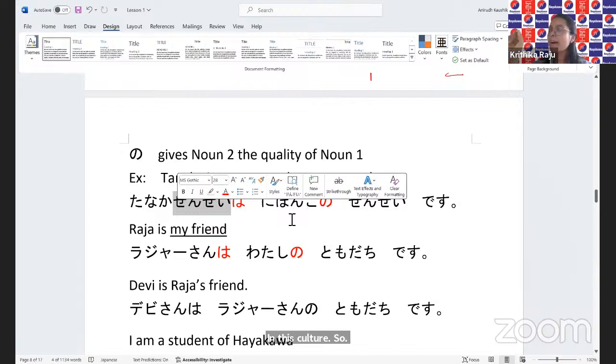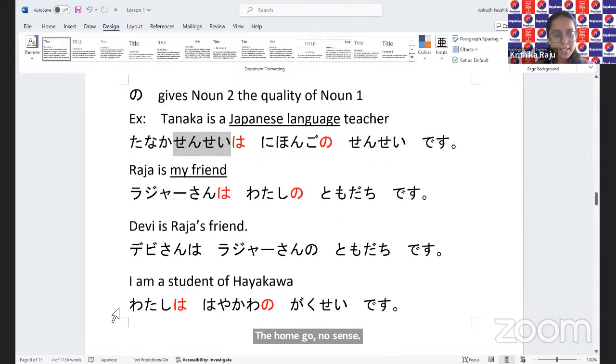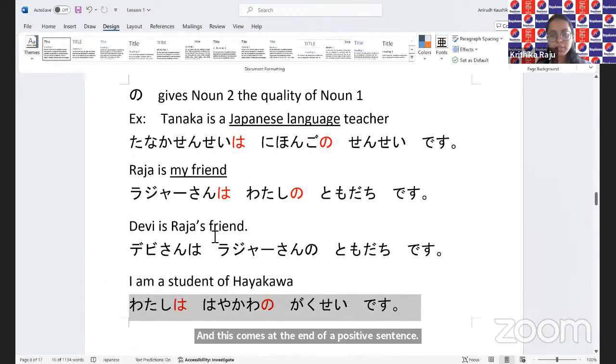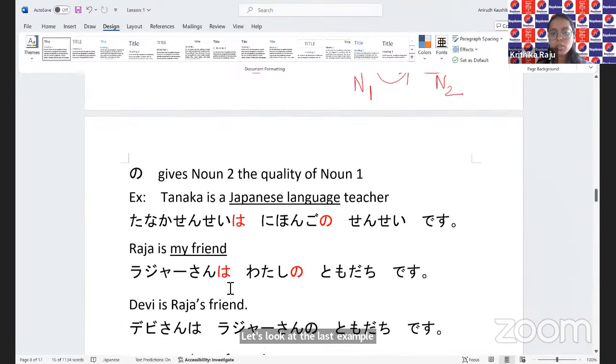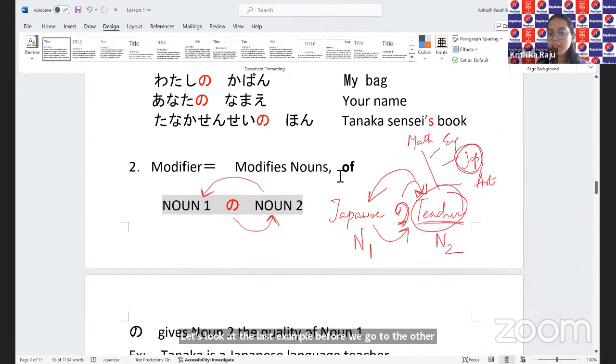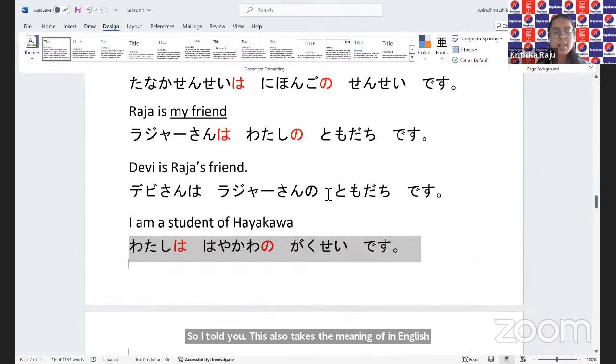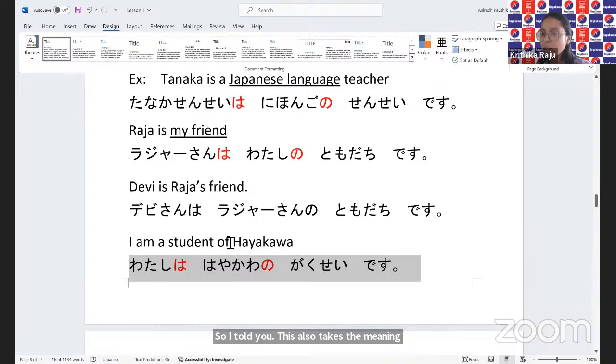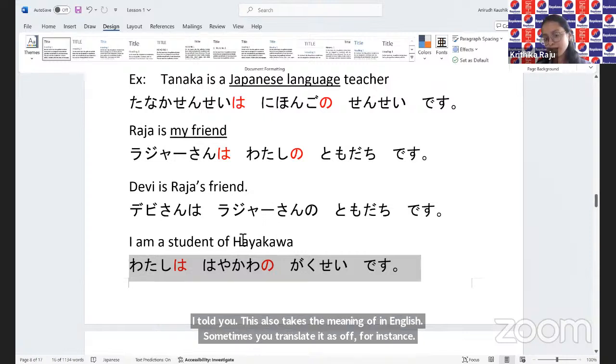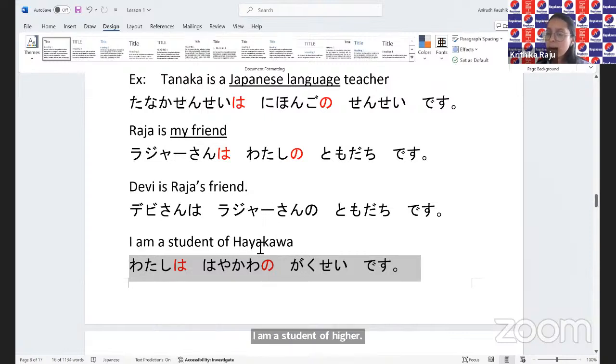Nihongo followed by the particle no. Particles are important, we can't ignore it. Nihongo no sensei, and desu comes at the end of a positive sentence. Let's look at the last example before we go to the other two in the front. I told you no also takes the meaning of "of". In English, sometimes you translate it as of. For instance, I am a student of Hayakawa. I'm Hayakawa's student. It's like that, right?